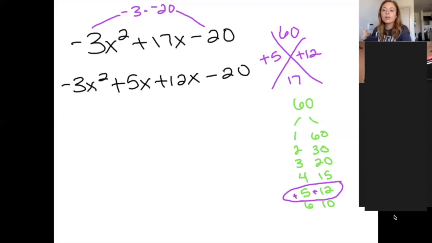Okay. And now what's next? Wait, hold on. I remember. Don't you have to group them? Yeah, group them. So we're going to group the first two and the last two. Good, good. Okay, so now what is the GCF of negative 3x squared plus 5x, our first group? What's the GCF?